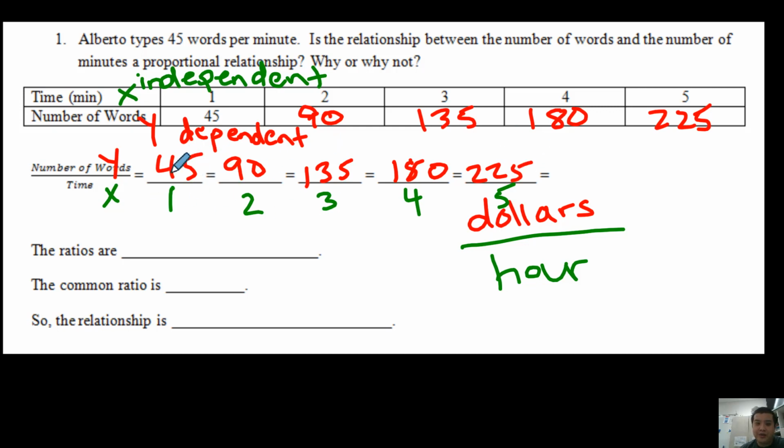Then we divide each one of these. So 45 divided by 1 is 45. 90 divided by 2 is 45. 135 divided by 3 is 45. 180 divided by 4 is 45. 225 divided by 5 is 45. So the constant rate for this is 45 words per minute, as said in the question.